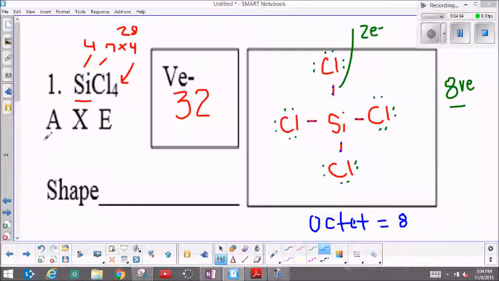So let's figure out the shape. The A stands for the central atom, and the answer will always be, how many central atoms do you have? Well, only one thing can be in the center. So the answer is always going to be 1. The next thing is the X. The X stands for how many things did you connect to the central atom? And for this one, it's 4. So that's elements connected to the central atom.